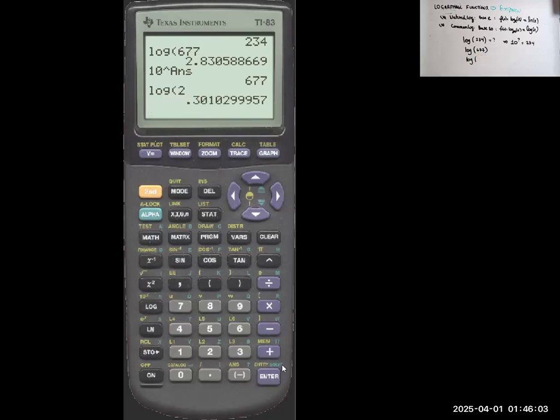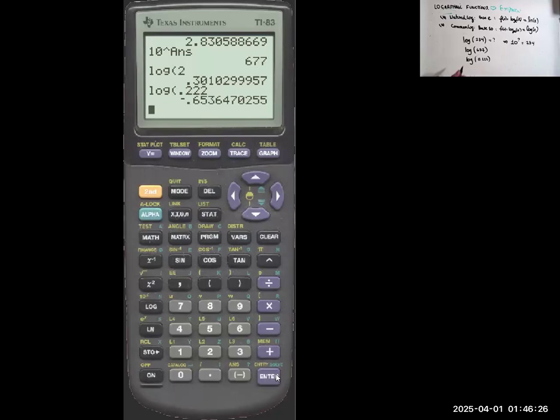What if I do log of 0.222? What number should I expect? It will be log of 0.222 equals negative 0.65.